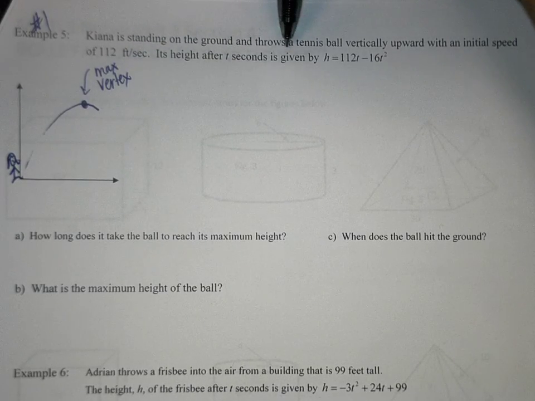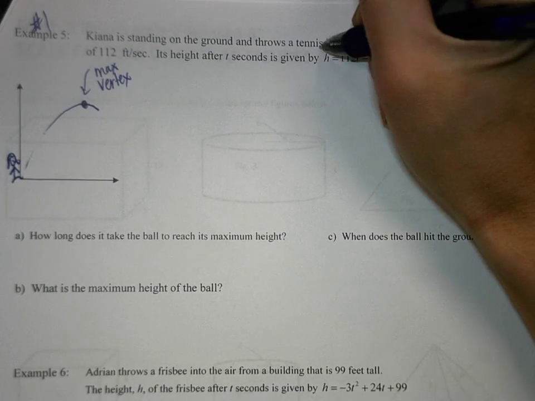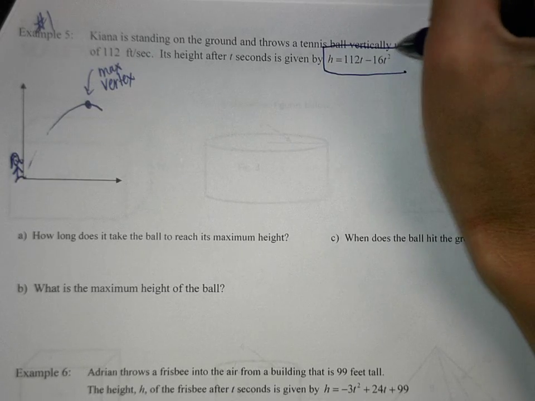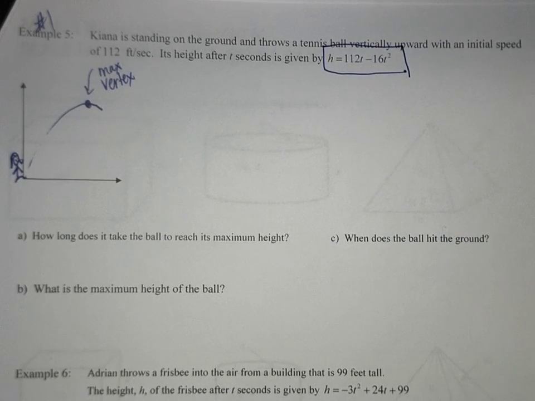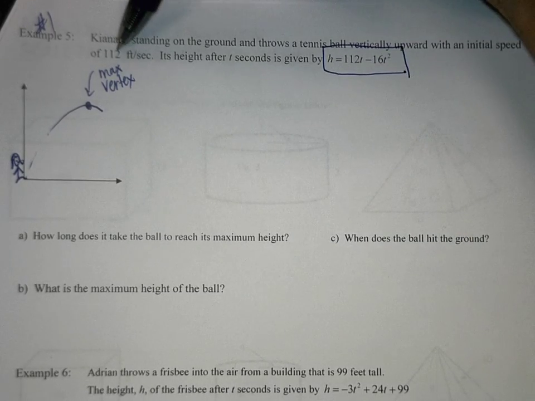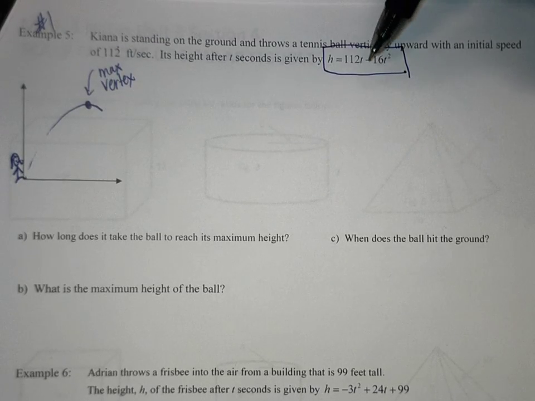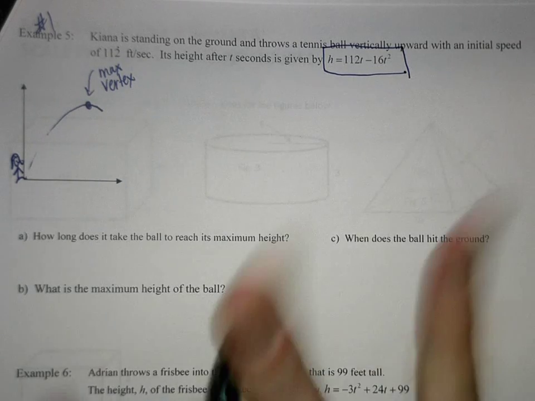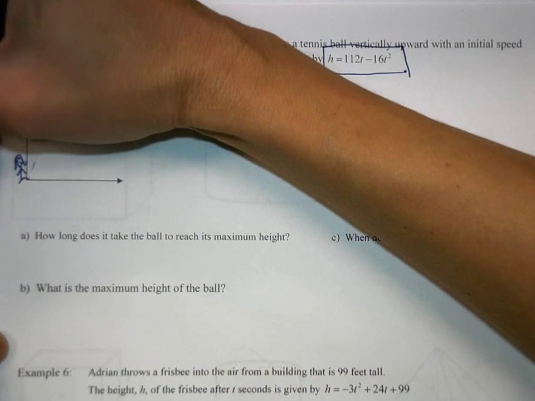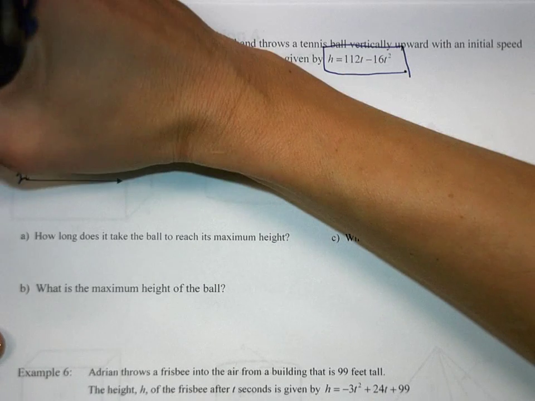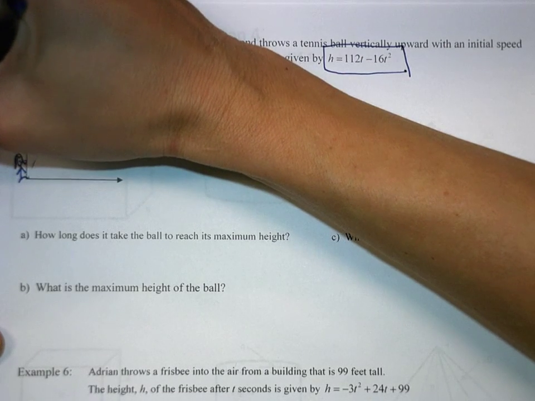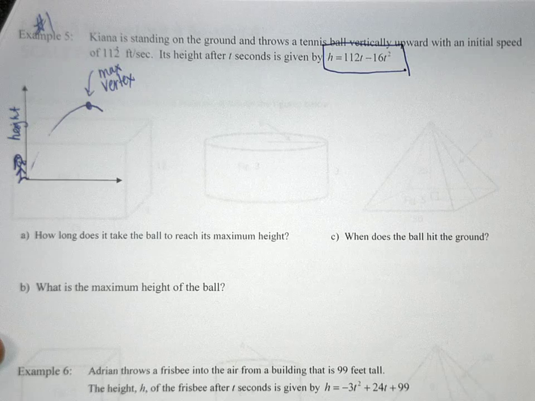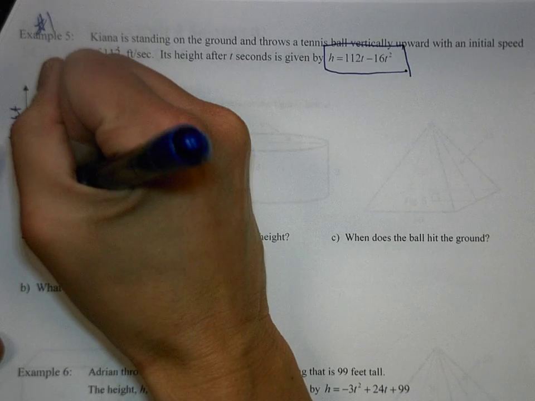Its height after t seconds is given by this equation. Notice that you have this 112 feet per second here, and notice this 112 in the problem. So the next thing, if we're talking about our graphs, is that the y-axis, the going up and down, is the height of the ball. And right and left, your x-axis, is your time.